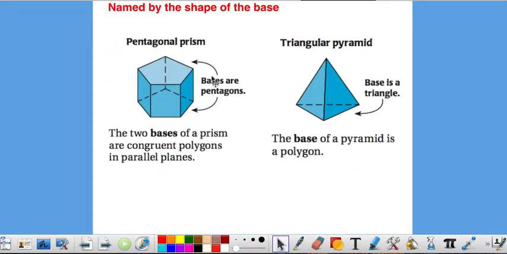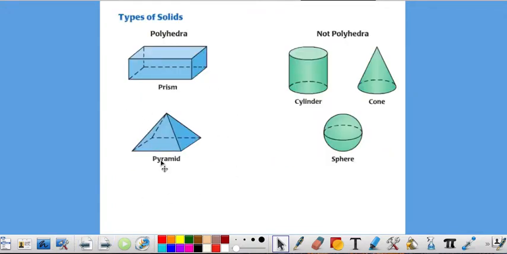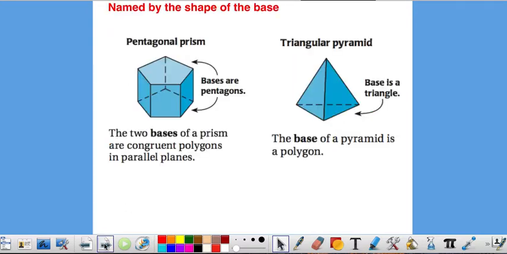So I want to take a moment to just talk about prisms and pyramids. I kind of said this already. We name our prism by what the shape of the base is. So this prism here, it consists of two pentagons connected by a bunch of parallelograms, which look like rectangles. So we call this a pentagonal prism because the base is a pentagon. We also name pyramids the same way. So if the base of a pyramid is a triangle, this would be a triangular pyramid. If we go back to the last page, this is a square pyramid because the base is a square.